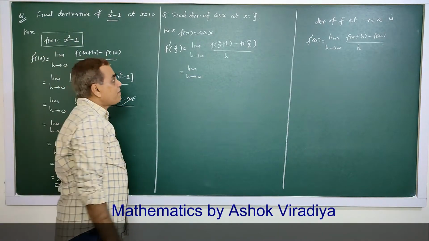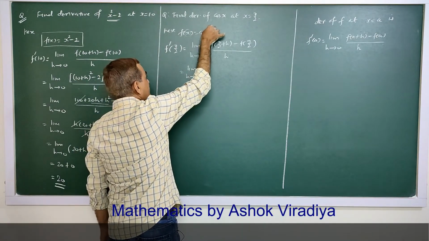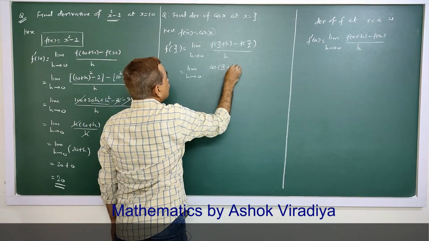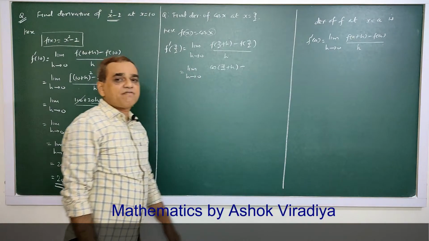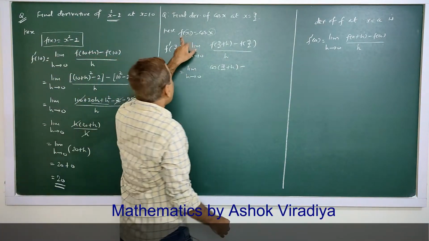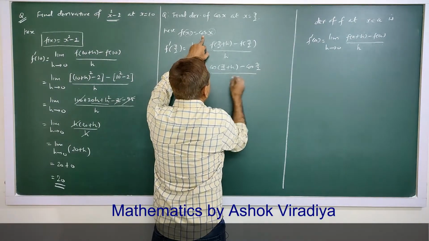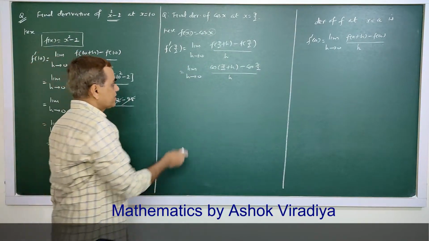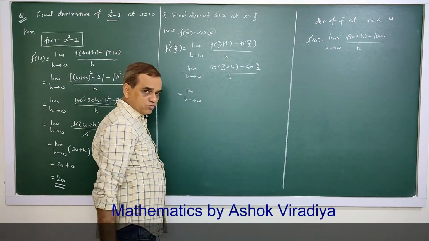Now f of pi by 2 plus h. So I am putting here pi by 2 plus h. So it is cos of pi by 2 plus h minus f of pi by 2. So f of pi by 2 is cos of pi by 2, upon h, limit h tends to 0.